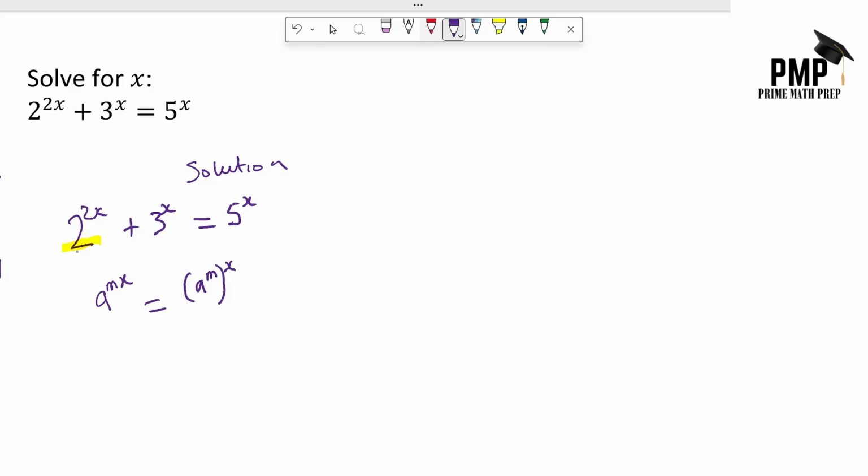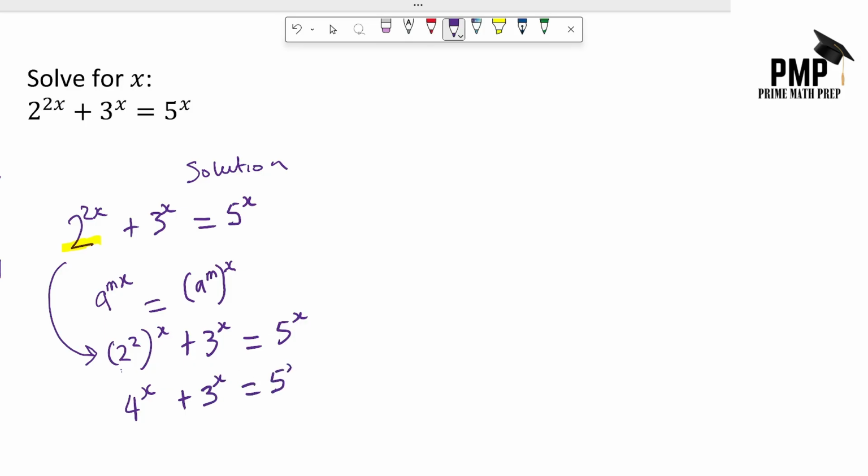So eventually, the equation will now become 2 to the power of 2, in brackets, to the power of x, plus 3 to the power of x, equal to 5 to the power of x. When we expand this further, this is 4 to the power of x plus 3 to the power of x equal to 5 to the power of x.